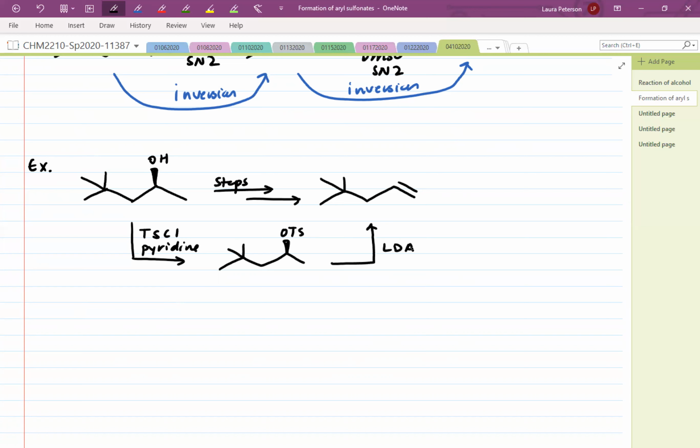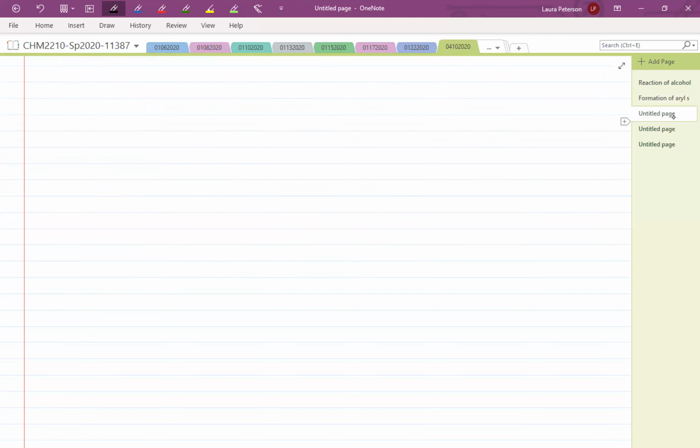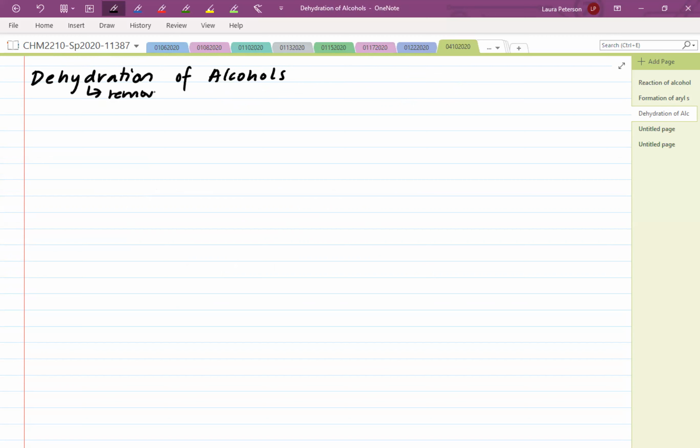All right, so we just looked at converting alcohols to an alkene in a two-step process: basically turn it into a good leaving group and then do some sort of E2 elimination. So the next reaction of this chapter is essentially the direct dehydration of alcohols. That's our next big reaction. Dehydration means we're removing water. So think about removal of water from the system.